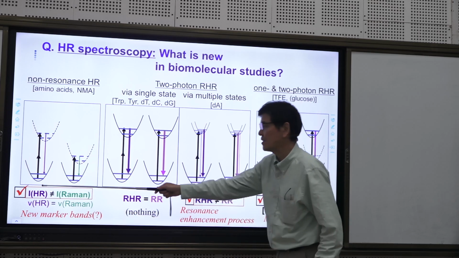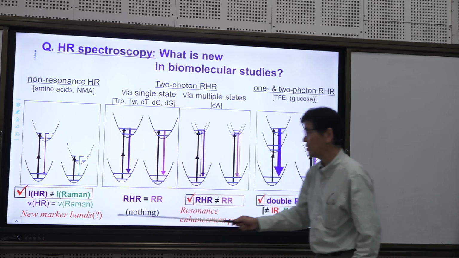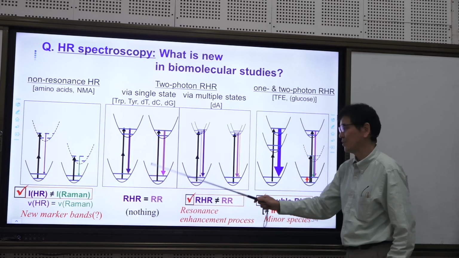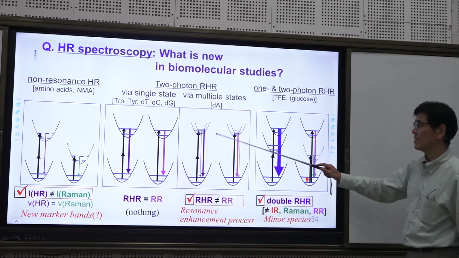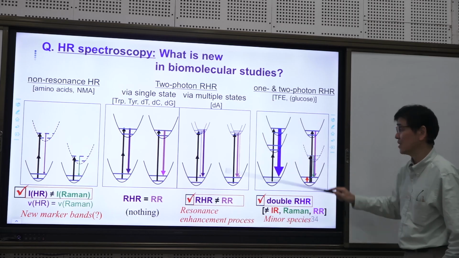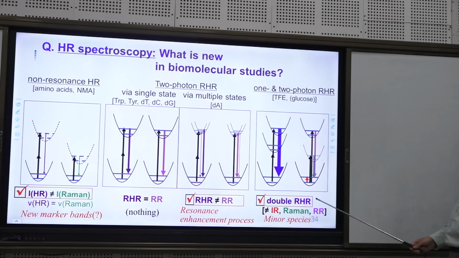If the intensity is different, a new marker band may be found. There is no new point in this case, but there are resonance enhancement processes and information about the intermediate state. And double resonance hyper-Raman allows us to detect the minor species. Okay, so this is the summary of this talk. Okay, so this is all.